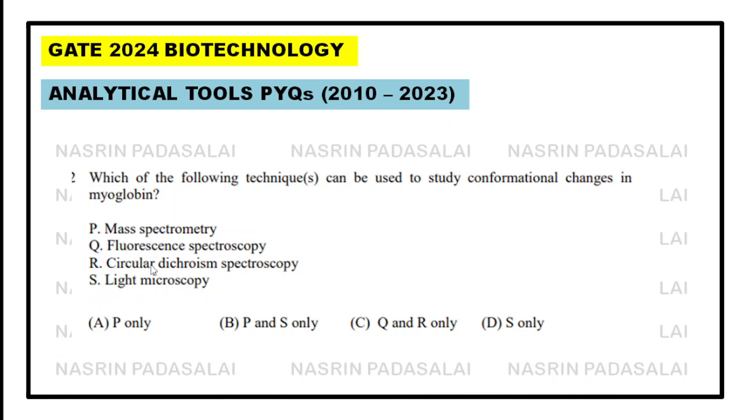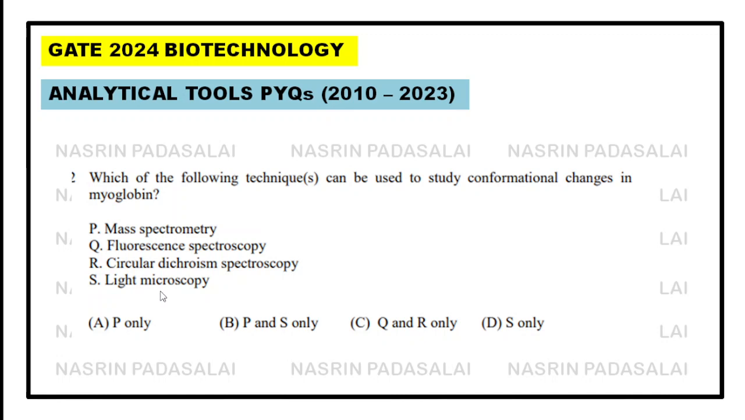Next, regarding circular dichroism spectroscopy: since myoglobin is a chiral molecule, it can rotate plane polarized light, right? Based on that property also, you can employ circular dichroism spectroscopy for studying these conformational changes in myoglobin, and also in hemoglobin you can study these things.